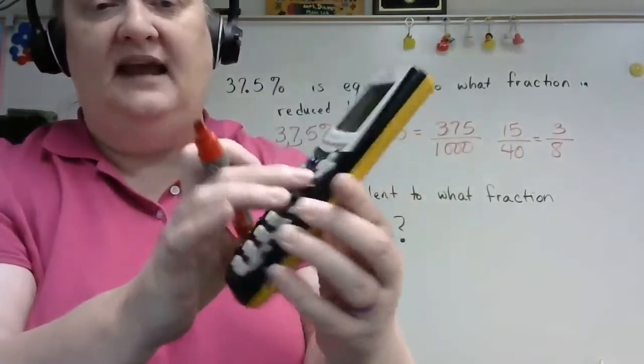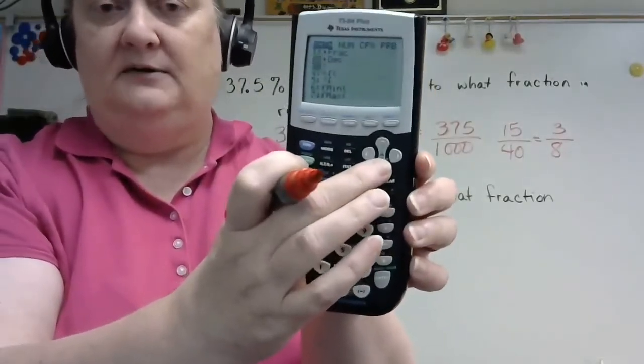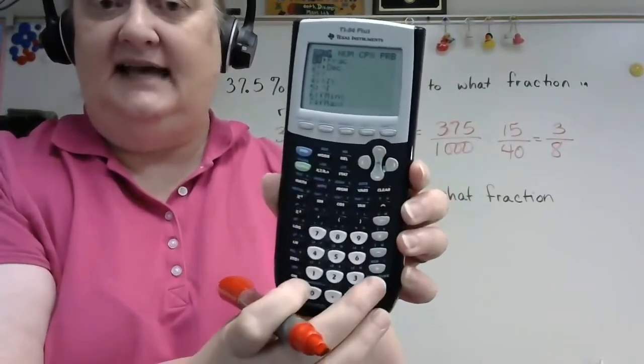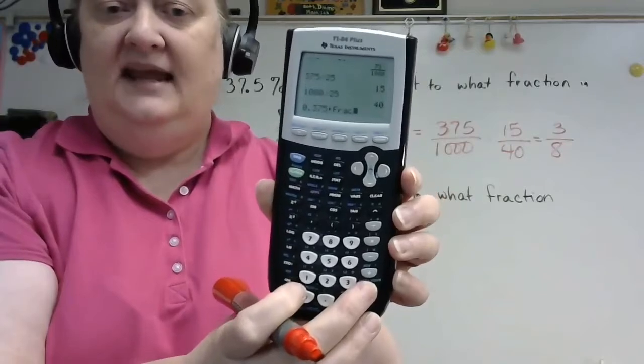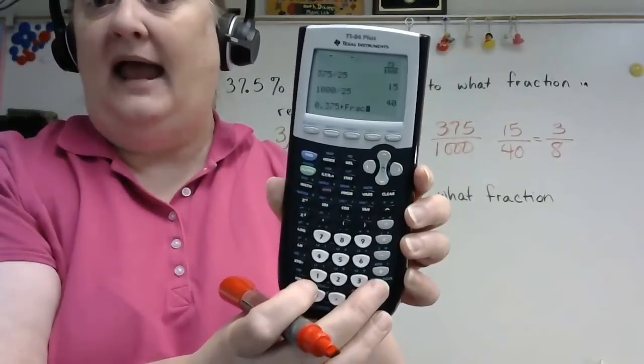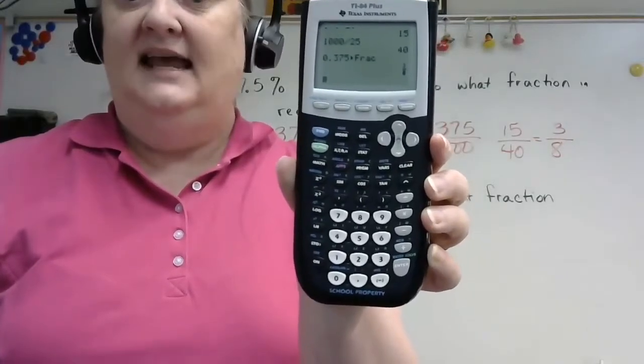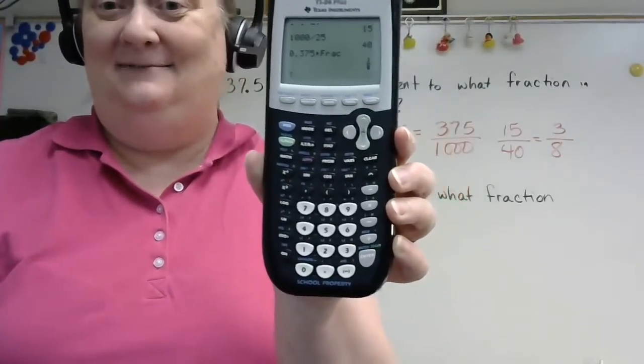Now, if we wanted one of the other menu items, we could arrow down, see how it changes where it's highlighted. But we want the number 1, so it's highlighted. So I'm going to press enter, and that's going to convert that to a fraction. And it automatically reduces that for us and gives us the 3/8.